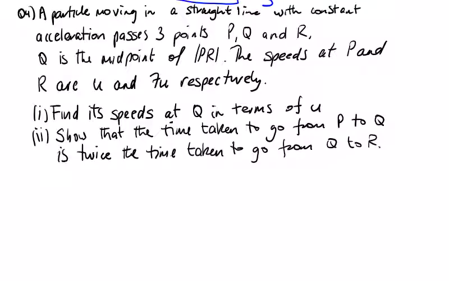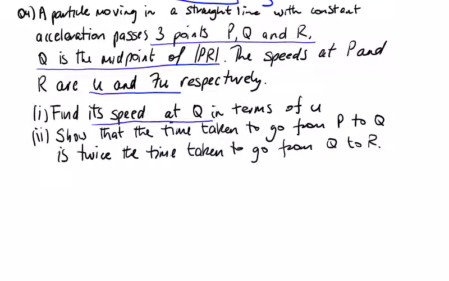Question 4. A particle moving in a straight line with constant acceleration passes the 3 points, P, Q, and R. Q is the midpoint of PR, and the speeds at P and R are u and 7u. Find the speed at Q in terms of u. I'm reading what I've written, but it's speed at Q; you can't have plural speeds. So let's do a little diagram.